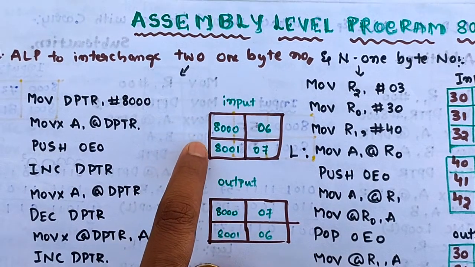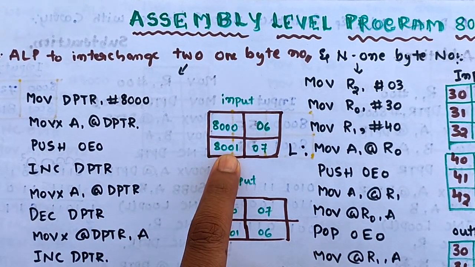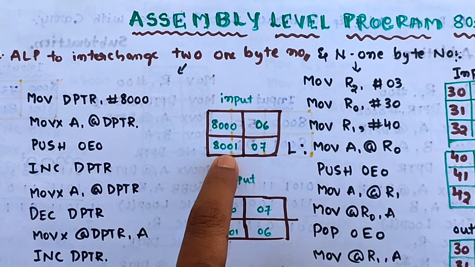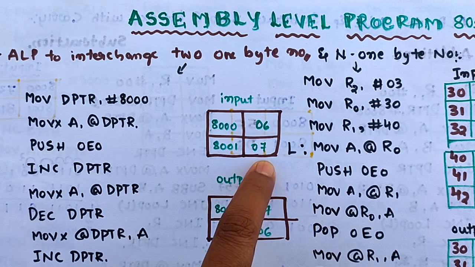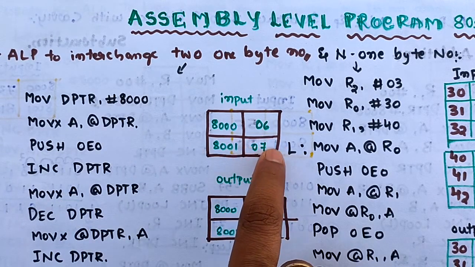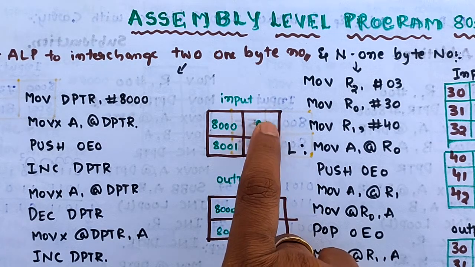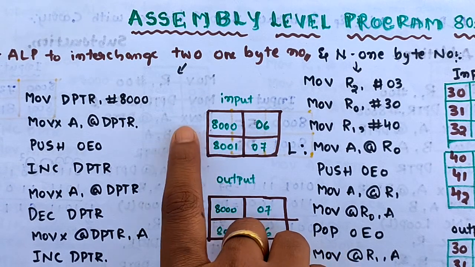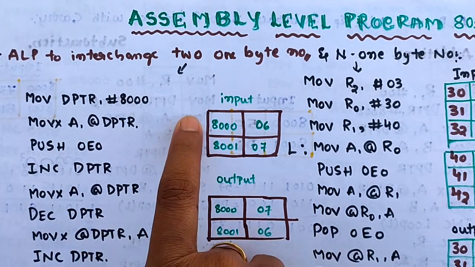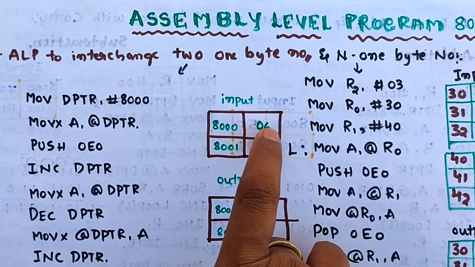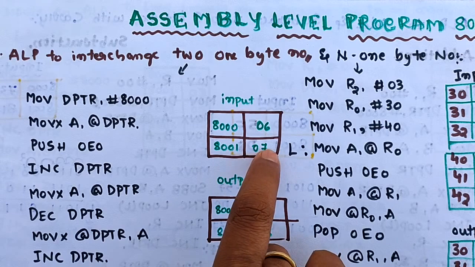After that I will increment DPTR, so it comes to the next location, because DPTR is now pointing to 8001 whose content is 07. Again I transfer the DPTR content to the accumulator. Now the accumulator has the value 07, and 06 is in the stack. Now I will transfer this accumulator content to 8000, therefore I need to go back. So I decrement DPTR by one step. Now DPTR is loaded with 8000, and its location can copy this 07, because the accumulator has 7.